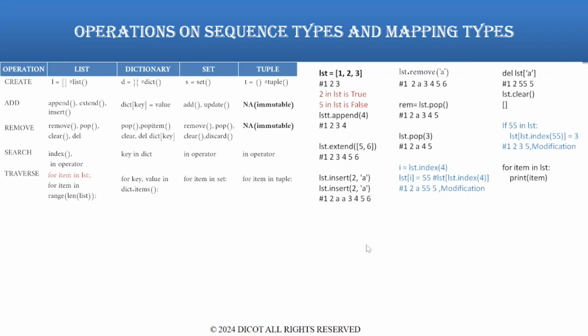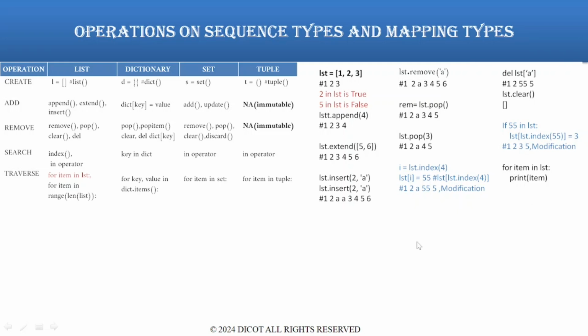So, this is how we can create a list, add an element, remove an element, modify a particular element in the list, search an element in a list, check its presence, and traverse a list.